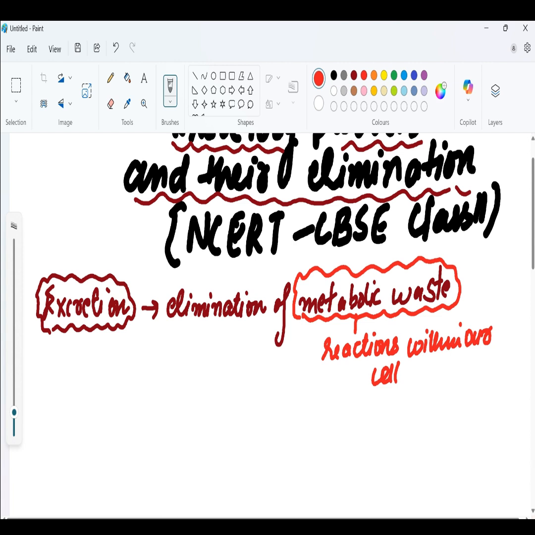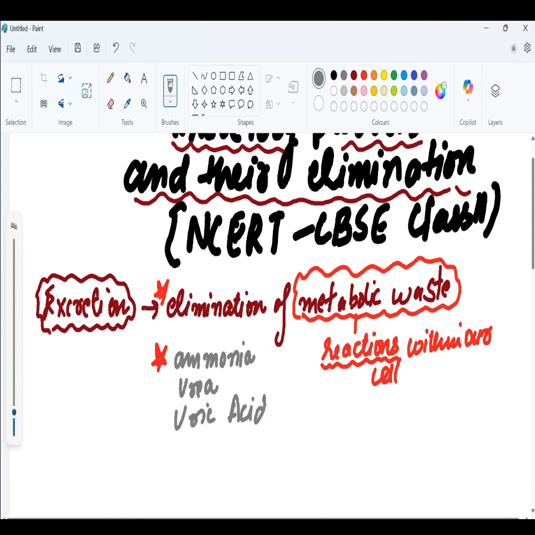Whatever reactions are going on inside our body, in our tissues, in our cells, they are producing some kind of waste, and we call that metabolic waste because it is generated by the various reactions that are taking place inside the cell. The waste could be in different forms: it could be ammonia, it could be urea, it could be uric acid.